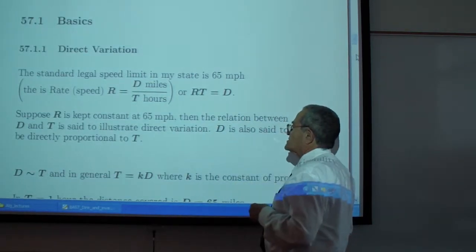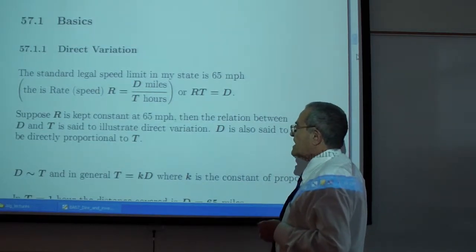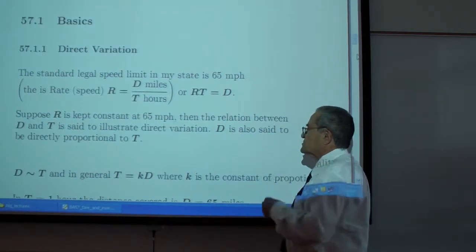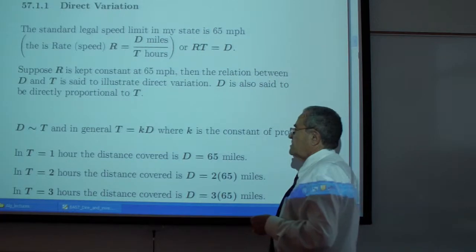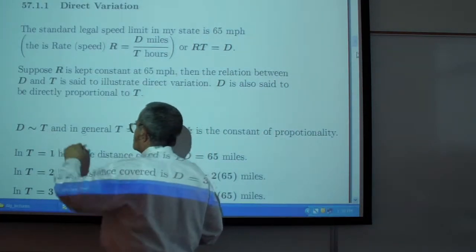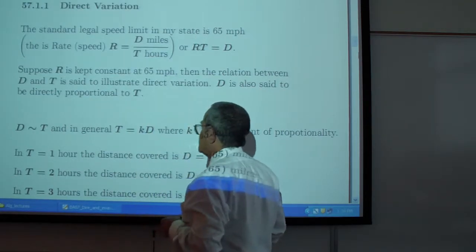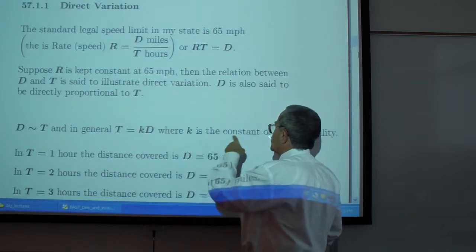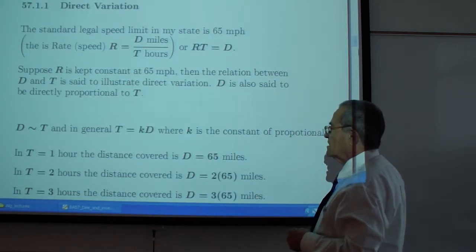Suppose r is kept constant at 65 miles per hour. Then the relationship between d and t is said to illustrate direct variation. D is also said to be directly proportional to t. So d is directly proportional to t, and in general d is a constant times t, where k is the constant of proportionality.